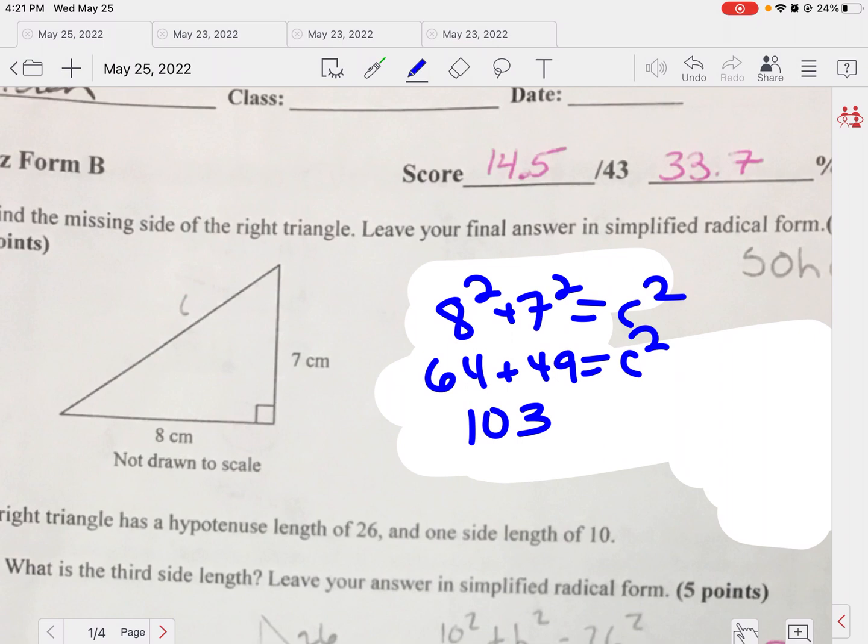Let me pull out my Desmos calculator. Okay, equals c squared, and then we'll go ahead and square root both sides. And that's all we would have to do for that one.